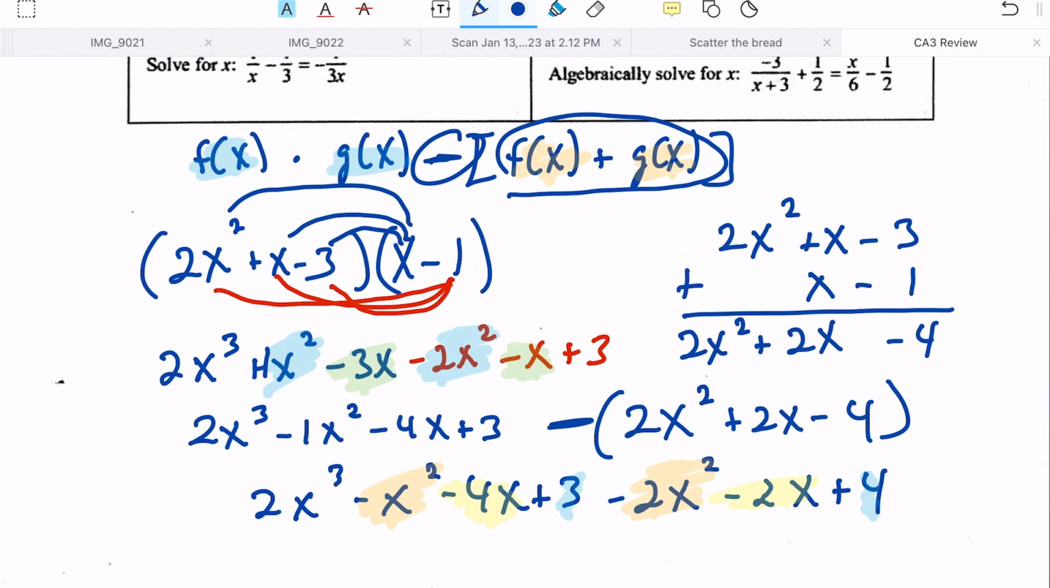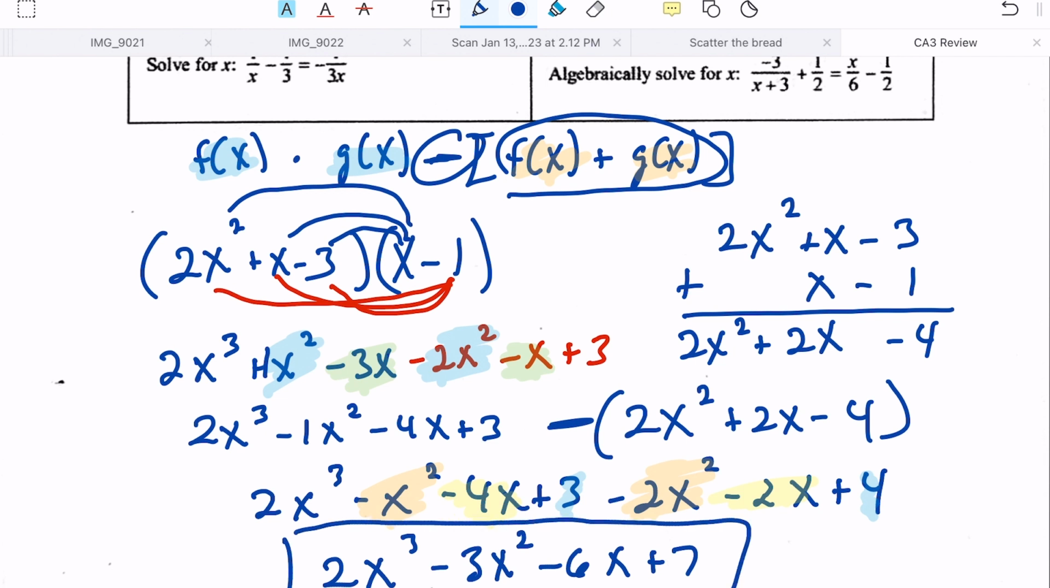So I'm going to rewrite it in standard form. That's going to become 2x cubed, negative x squared and negative 2x squared becomes negative 3x squared, minus 4 and negative 2 is minus 6x, plus 7. Right? And it's in standard form. Notice that all the exponents go from highest to lowest. Cubed, squared, 1. That's the answer.